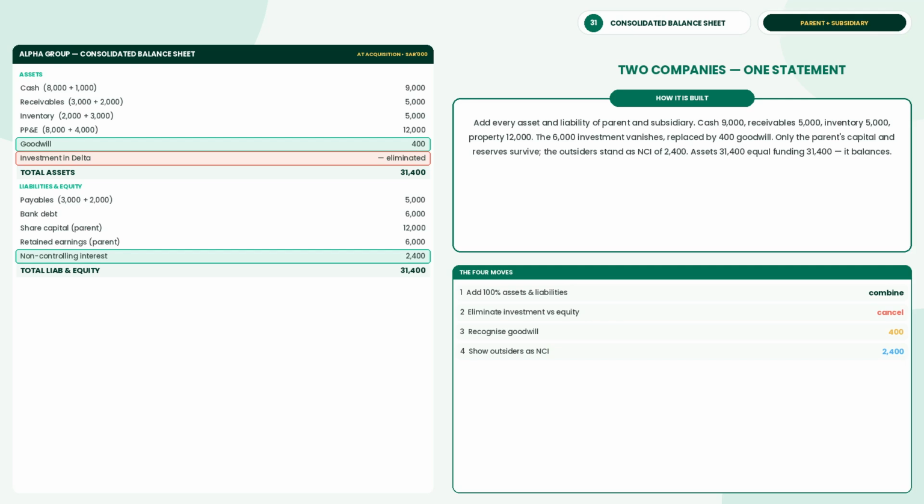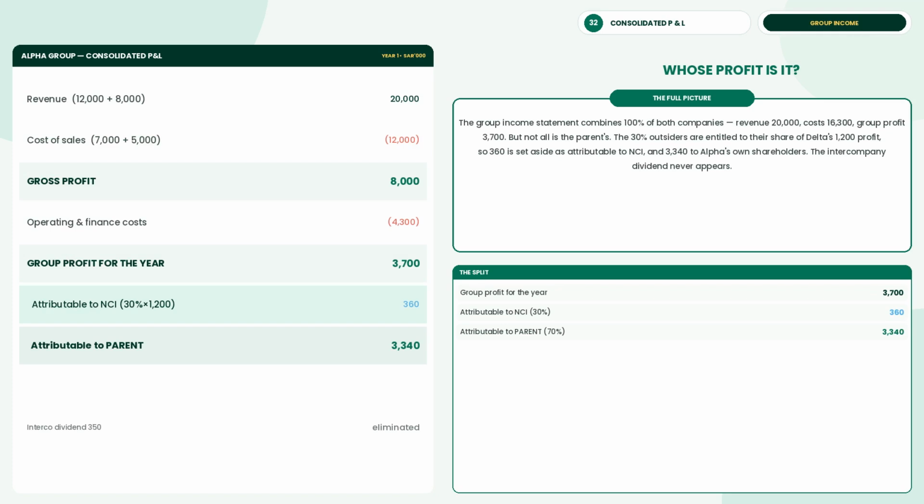Now see the consolidated balance sheet. Add parent and subsidiary assets and liabilities at 100%. Cash becomes $9 million, receivables $5 million, inventory $5 million, property $12 million. The $6 million investment disappears and $400,000 of goodwill appears. Only parent capital and parent reserves remain, while NCI of $2,400,000 represents outside ownership. Total assets and total funding both equal $31,400,000.